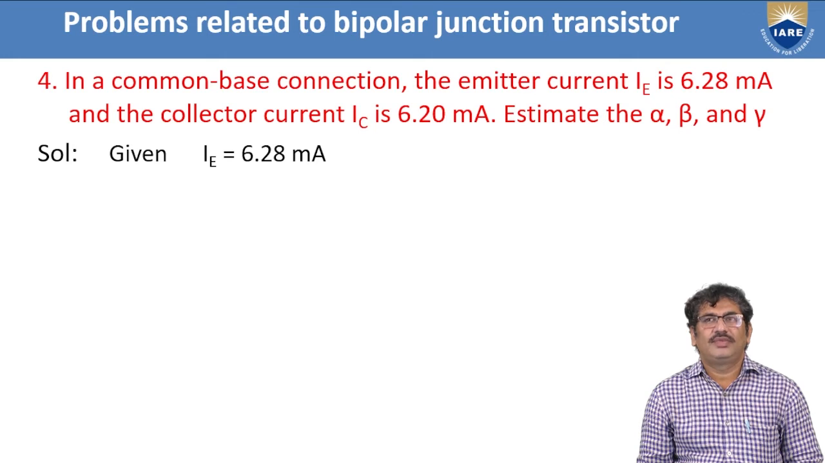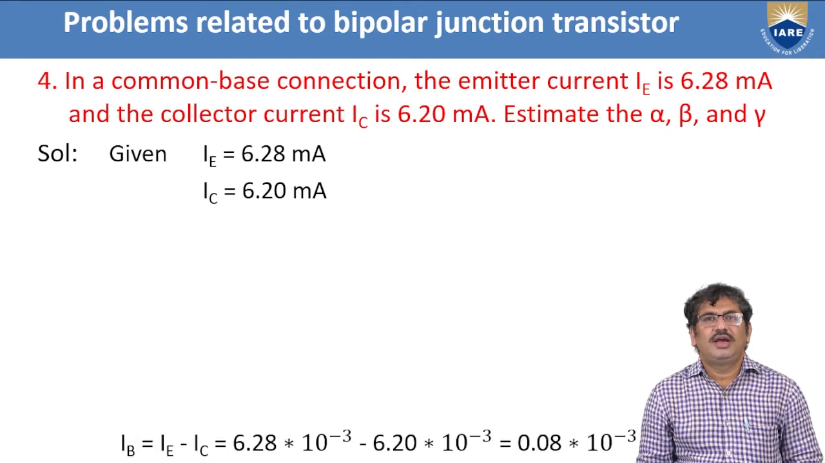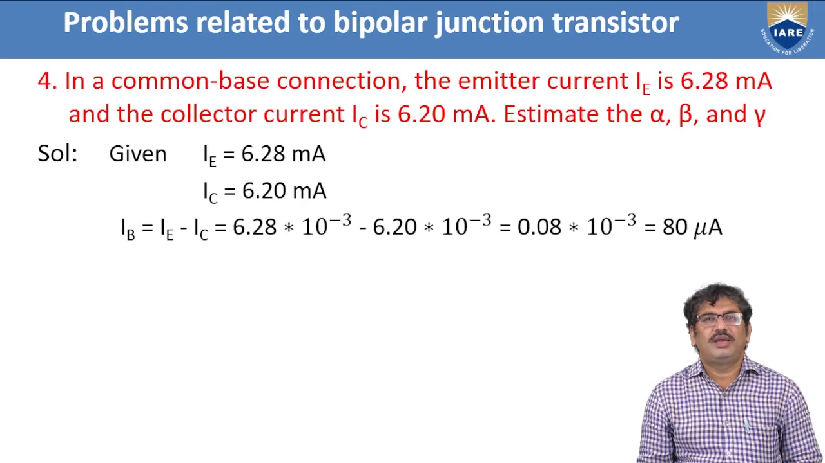The given values are, the emitter current IE is equivalent to 6.28 milliamperes, collector current IC is equivalent to 6.20 milliamperes. From these two quantities, we can estimate IB is equivalent to the emitter current minus collector current, that is IE minus IC. Substituting IE as 6.28 into 10 power minus 3 minus IC as 6.20 into 10 power minus 3, which will give us the base current as 0.08 into 10 power minus 3. Otherwise, you can write in microamperes as 80 microamperes.